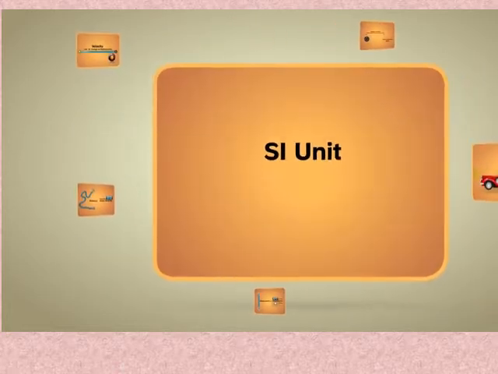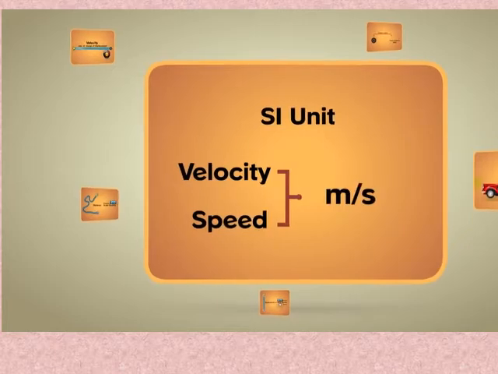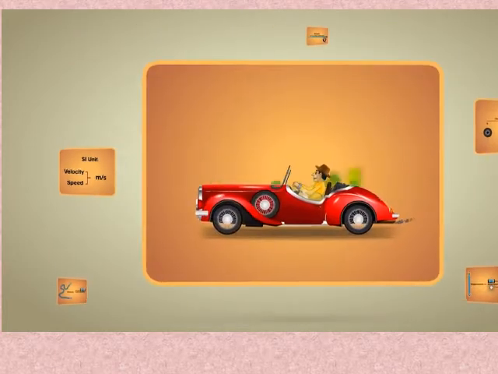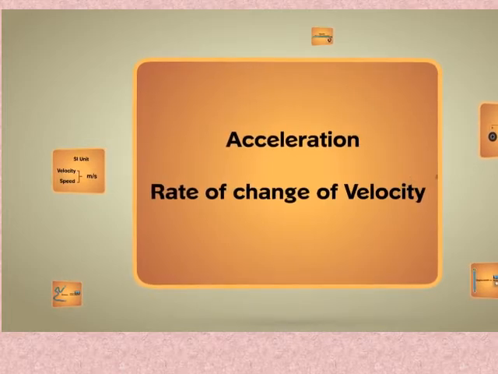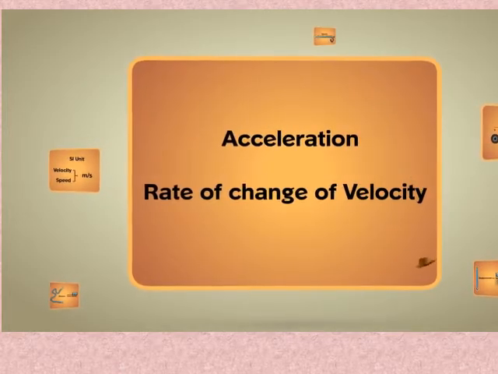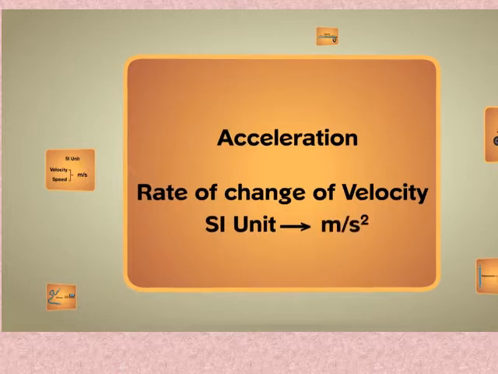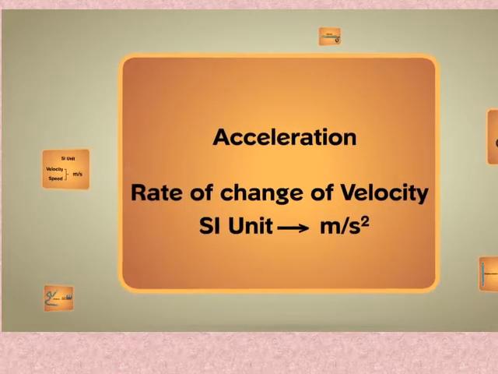The SI unit of velocity and speed is meter per second. Acceleration is calculated as the rate of change of velocity. The SI unit of acceleration is meters per second square.